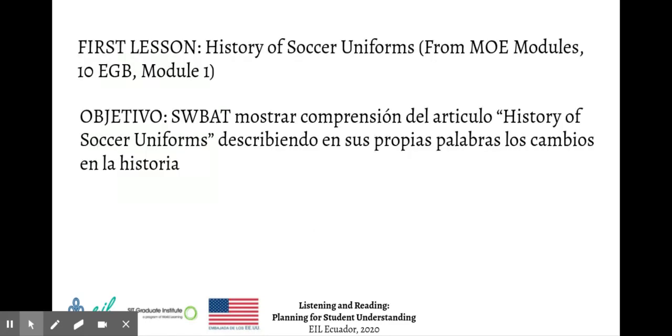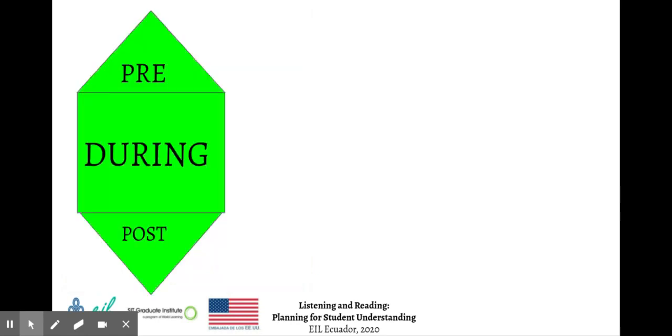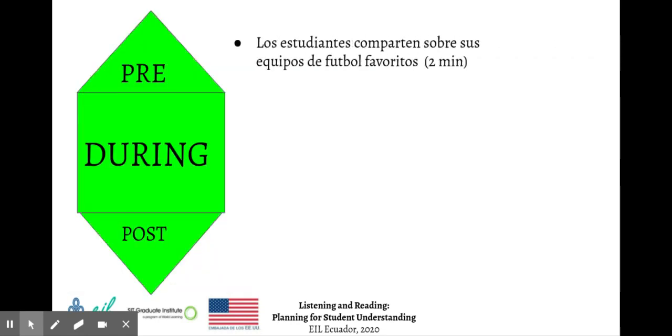So let's look at the first one. My first lesson is based on an article called The History of Soccer Uniforms from the Ministry of Education modules, Decimo, Module 1. And my objective is that students will show comprehension of the article by describing in their own words the changes through the history of soccer uniforms. So you can see here, this is the article taken from the Ministry of Education text. And this is my lesson plan.